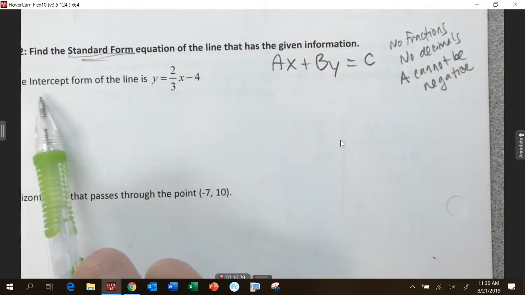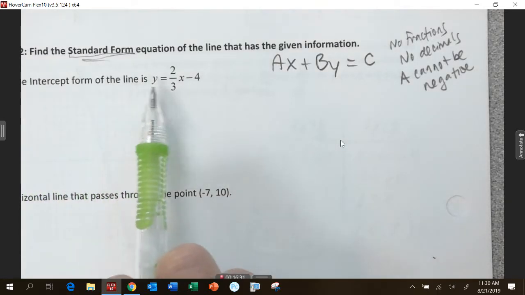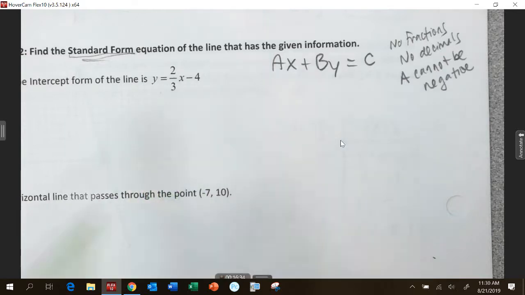So here I've given you the slope-intercept form of this line: y equals 2/3 x minus 4. We have to put it into standard form.